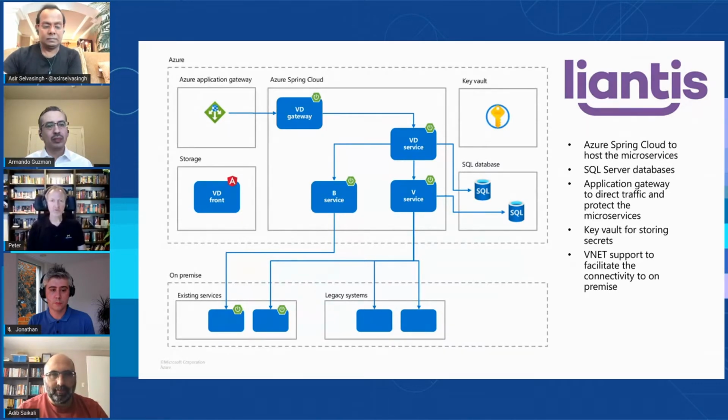As Azure is known and in use in our IT organization, we have decided to use the Azure Spring Cloud offering as the way to go for this application. Apart from Azure Spring Cloud, the most important other Azure services that we use are Azure SQL Server, an application gateway to direct the traffic to the backend services and keep them safe, and also Key Vault for storing secrets. And for the connectivity to our on-premise services and legacy systems, we depend on the VNet integration, which was recently added to the Azure Spring Cloud offering.